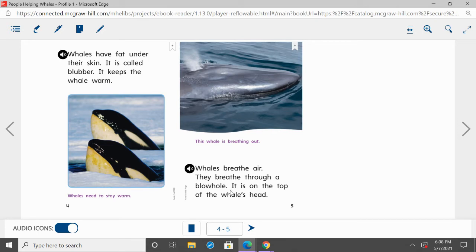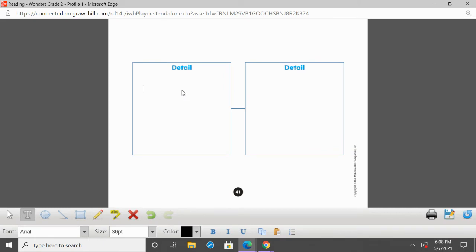We learned that. But look, I can use this picture right here and see the blowhole, and I read the caption that says this whale is breathing out. So a key detail from this text is that whales breathe through a blowhole. And this picture shows me that. So I want you to go ahead and on our first detail box, we're going to say whales breathe through a blowhole.